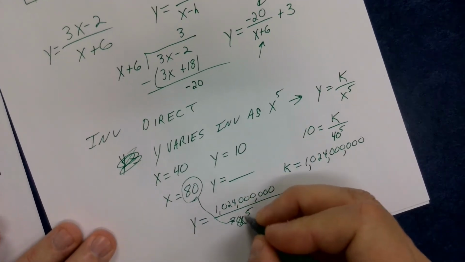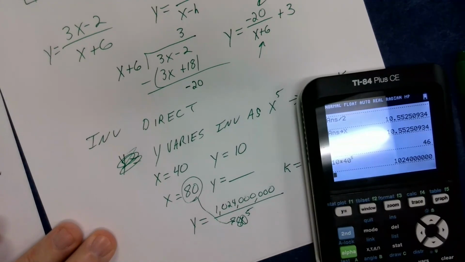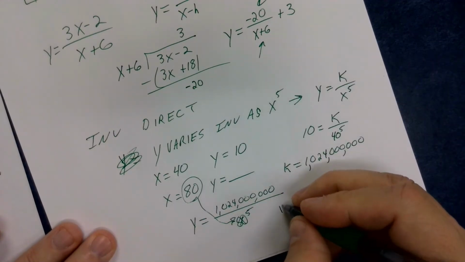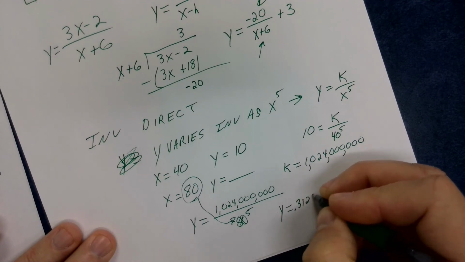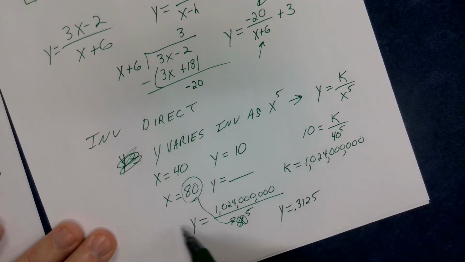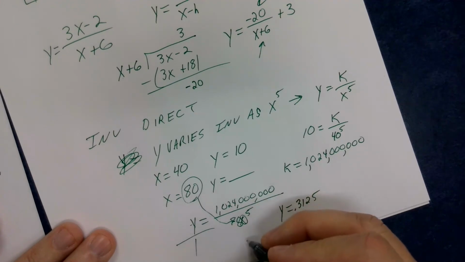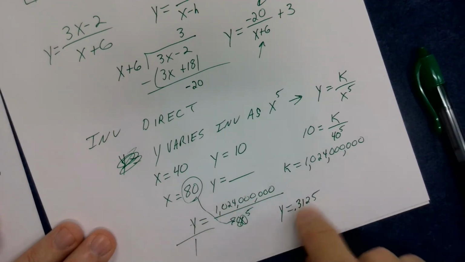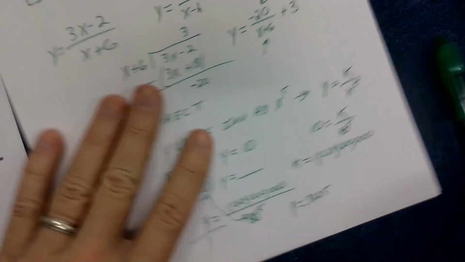And so 1 billion divided by 80 raised to the 5th, and your y value in this case would equal 0.3125. And if I did it the other way around, if I gave you a y value and asked you to find an x, you'd have to take the 5th root of x to the 5th and the 5th root of whatever the other number was to be able to get to it. Okay, so that's those things.